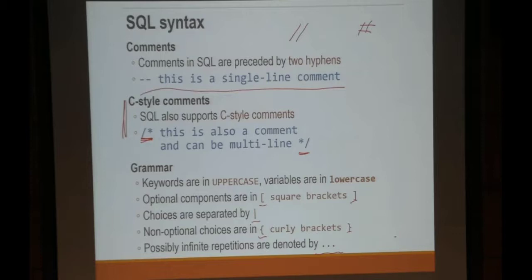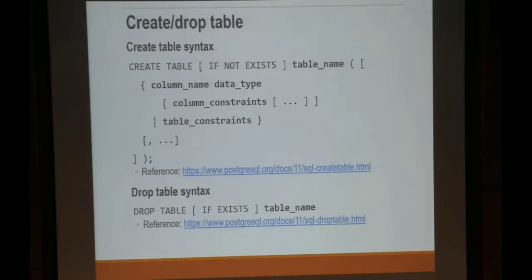So let's see how this grammar can be used in practice. The first kind of SQL that I'm going to teach you is to create a table. This is the syntax on how you can create a table. Again, the keyword here is create table. So let's explain this a little bit more. This part is optional. There's a keyword if not exists, and that is optional.